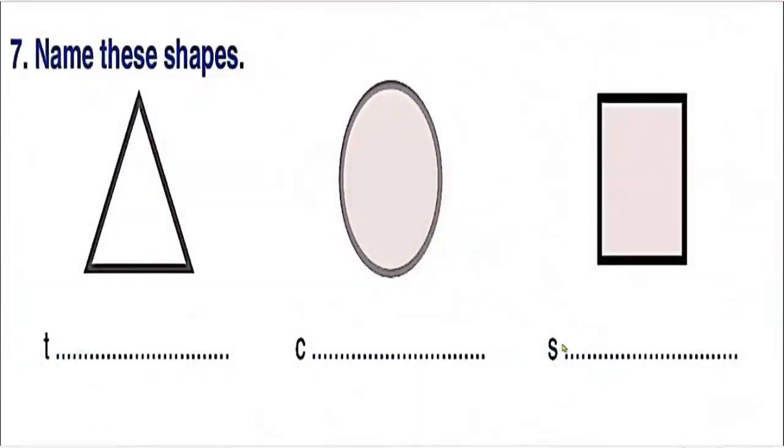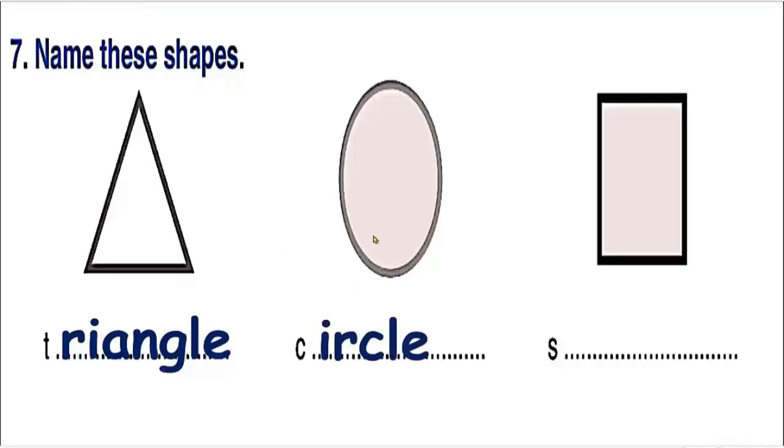Okay. Now let's go to the next exercise. Exercise 7. Name these shapes. What can you see in these pictures? What are these shapes? Okay, it's a triangle. The second is a circle. The third is a square. Write the answers, please.